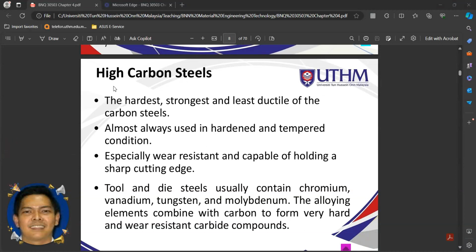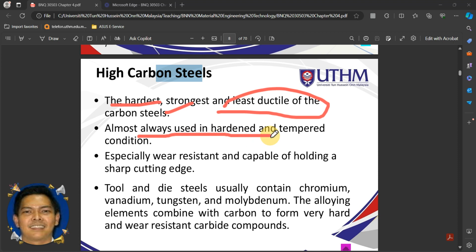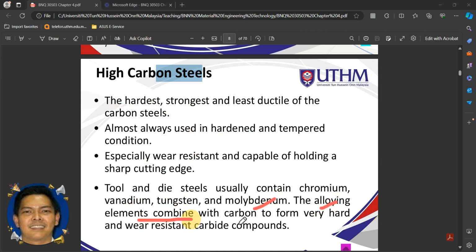High carbon steel. The hardest, strongest, and least ductile of the carbon steels, almost always used in hardened and tempered condition, especially where wear resistance is needed and capable of holding a sharp cutting edge. Tool and die steels usually contain chromium, vanadium, tungsten, and also molybdenum. The alloying elements combine with carbon to form very hard and wear resistant carbide compounds.